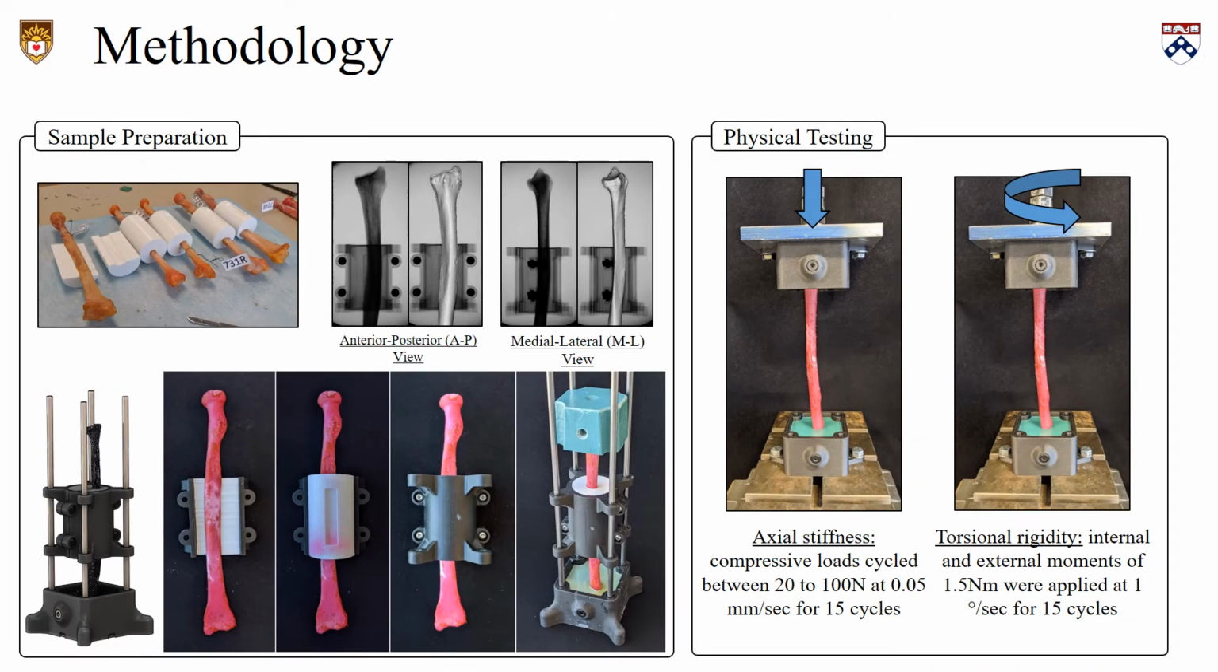After the virtual models were created and properly aligned, a custom 3D printed alignment fixture for potting purposes was created, which has patient-specific 3D printed inserts that ensure that the alignment of the physical specimens matches that of the corresponding virtual models. Once all 6 specimens were potted, they were then mechanically tested to calculate the axial stiffness and the torsional rigidity.